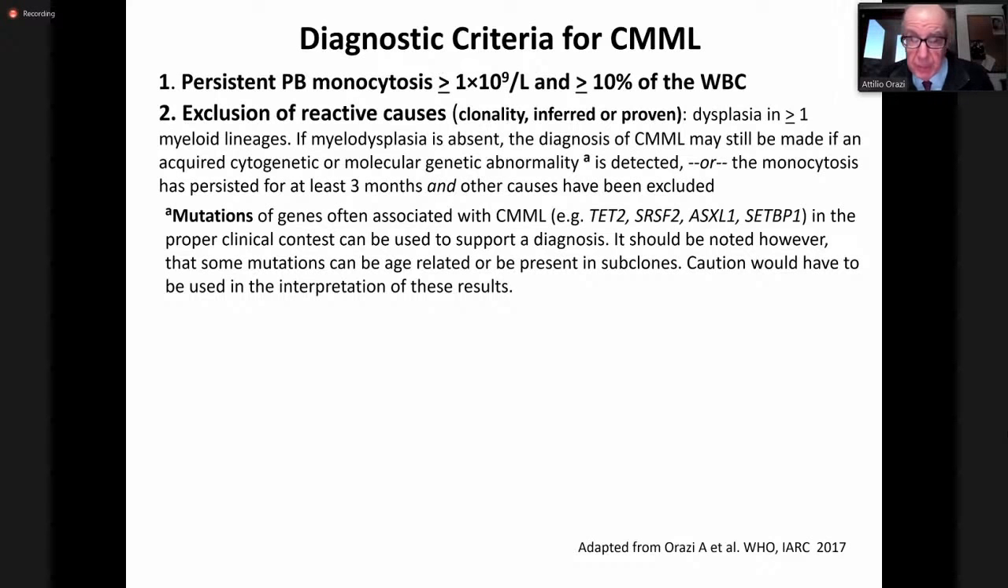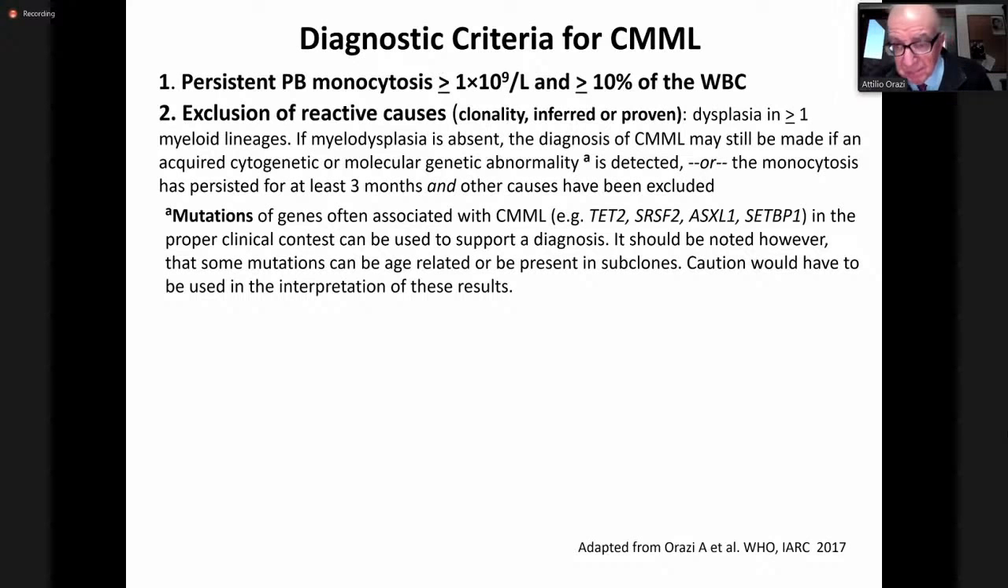Obviously in a significant number of metaphases. If you have 1 metaphase out of 20, we can discuss, but usually it's not an issue. Besides cytogenetics, the presence of molecular genetic abnormality is important, and we're going to talk quite a bit about that.